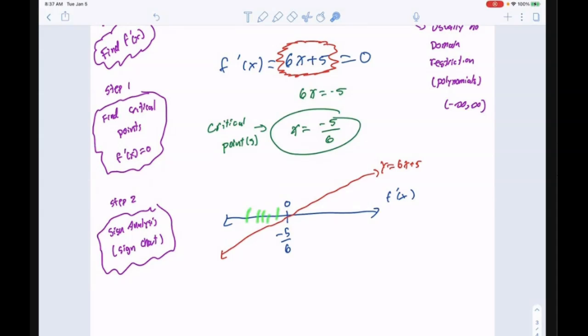For all these values over here, is the graph of f prime negative or positive? Positive. Well, look at the graph. It's below. No, negative. So it would be negative.